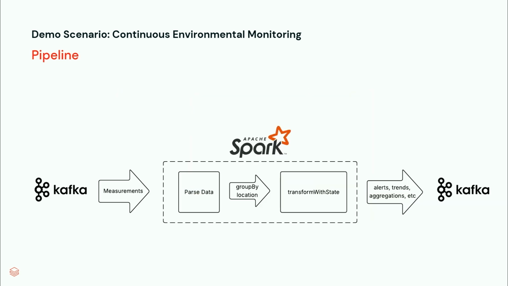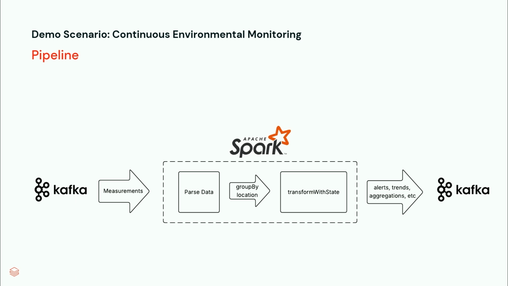Let me also go over the pipeline we have crafted for the demo. We're using Kafka to Kafka. The source topic is Kafka, the sink topic is Kafka. Imagine measurements are being gathered from all sensors and published to a Kafka topic. They're read by an Apache Spark query. It's a two-stage query. The first stage, you can think of as a map stage, parses the data. Then we do a group by location because we want to do analytics on a per location or per city basis. And we use the operator here, transformWithState.